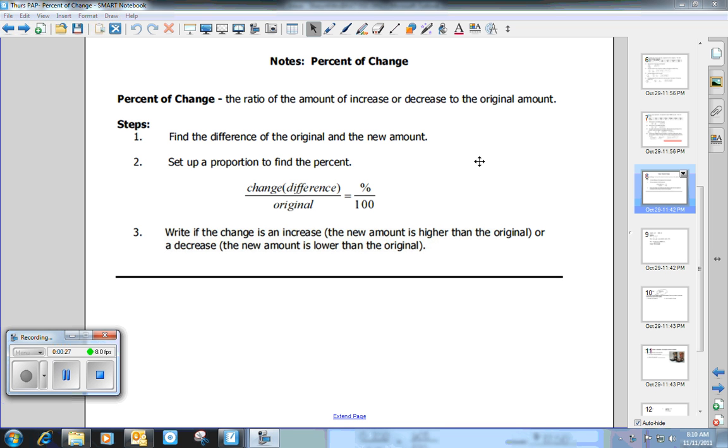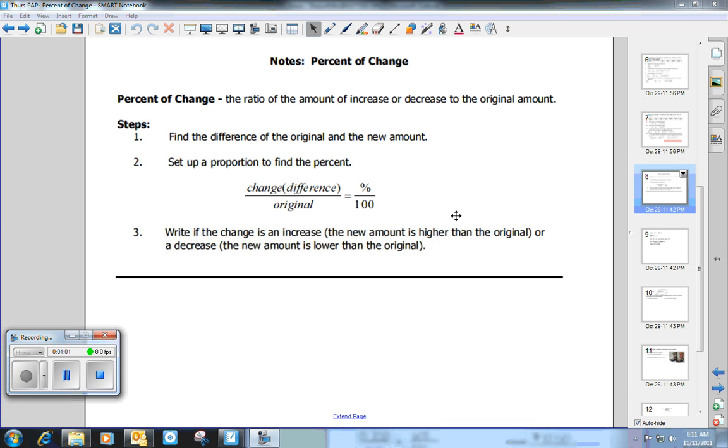How much is it? So if we're changing from 50 to 30, we made a change of 20. How much of a percent out of 50, the original amount, is that? So for the steps here, step one will be to find the difference between the new amount and the original amount. And then we'll set up a proportion using this formula. Change over original equals percent over 100.